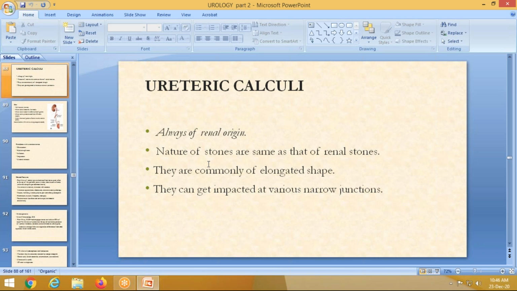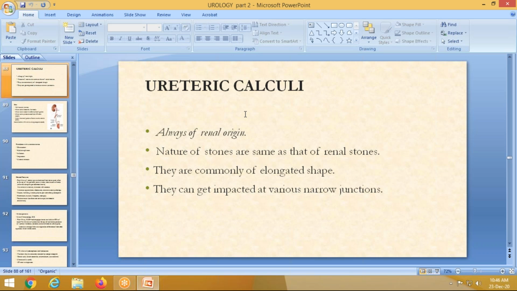So what is the etiology? The same as the renal calculi, like hypervitaminosis D, vitamin A deficiency, and certain hot climates. Okay. Next, so whatever the etiology related to the renal calculi, the same thing may be applied here also.